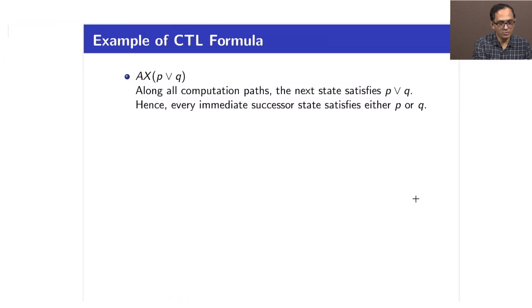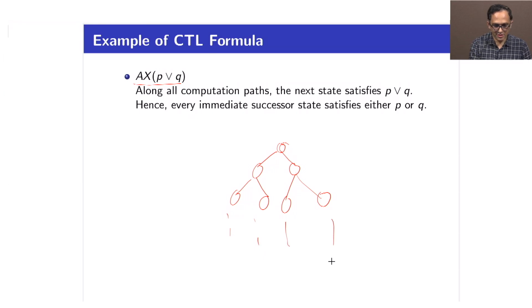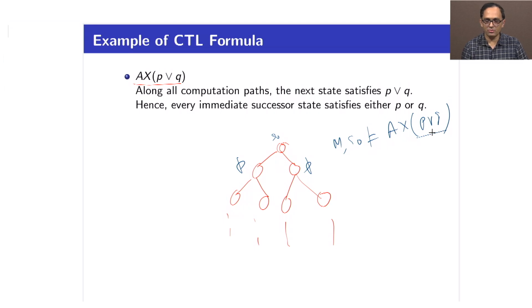Now, take this one, this is AX, P or Q. This is very understood that for all computation paths in the next state either P holds or Q holds, right. Again this is very easy. So, I can always construct a tree, let us say after that there are some states. Now, let us say in this state P holds and here P holds. Then also I can write this is my S0, M, S0 satisfies AX, P or Q. Why? Because P is holding. So, I have to have either P holds or Q holds, even if both can hold, right.